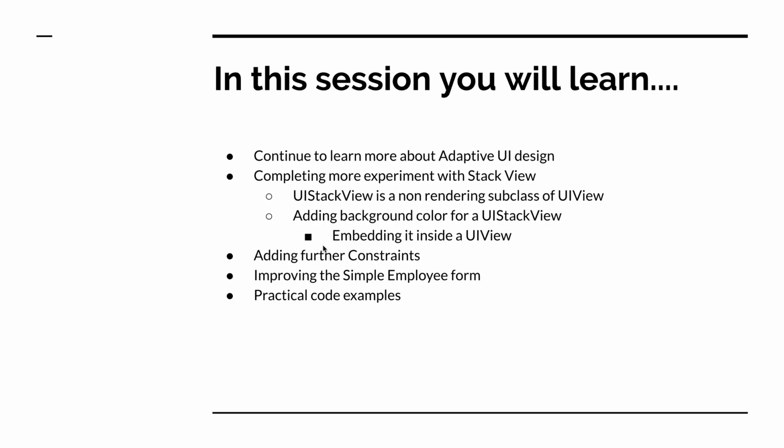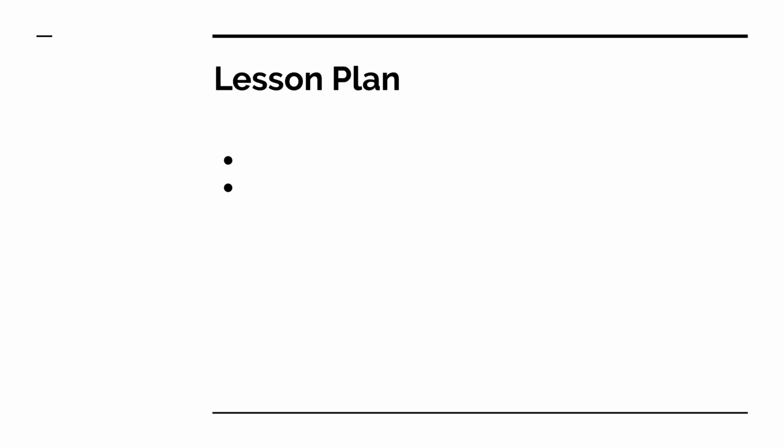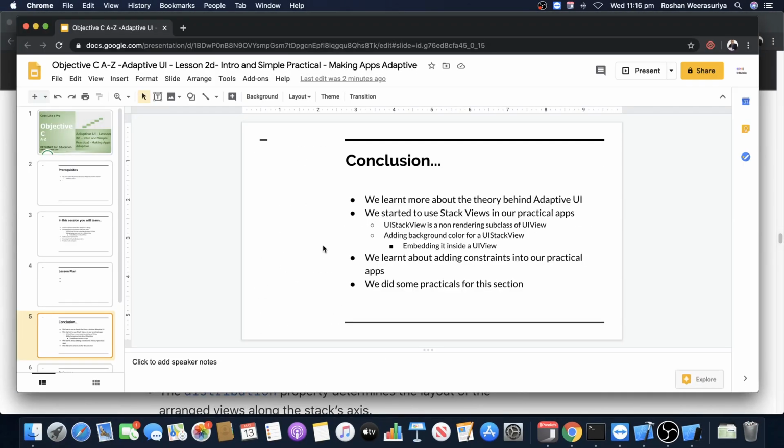In this session, we will continue to learn more about adaptive design. We'll be completing more experiments with StackView. You will be learning that UIStackView is a non-rendering subclass of UIView, and you will be looking at adding a background color for UIStackView, and you will figure out that you do it by embedding it inside a UIView and adding further constraints, and improving the simple employee form and the practical code examples. Okay, cool. Let's go and do the practical now.